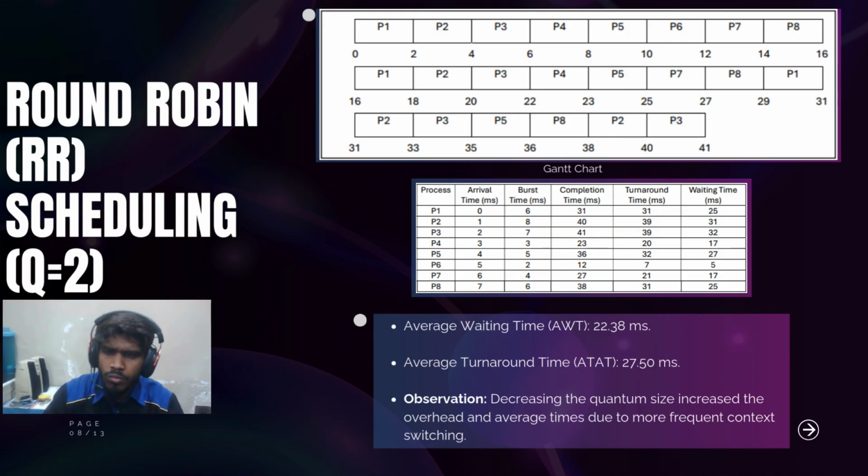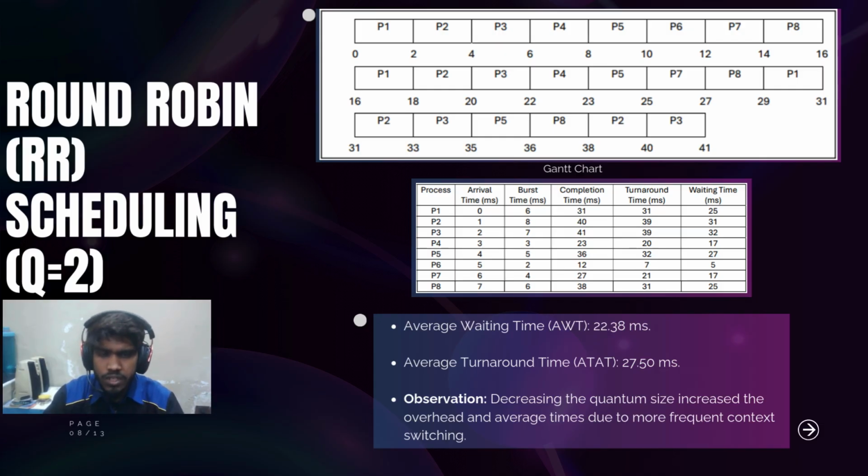So it is almost similar to quantum 4, but the context switching happens more frequently here because the quantum is set to 2. You can see in the tabulated result, and also the observation, that the average waiting time is around 22.38 milliseconds, which is longer compared to quantum 4, and the average turnaround time is 27.50 milliseconds, which is also longer compared to quantum 4.